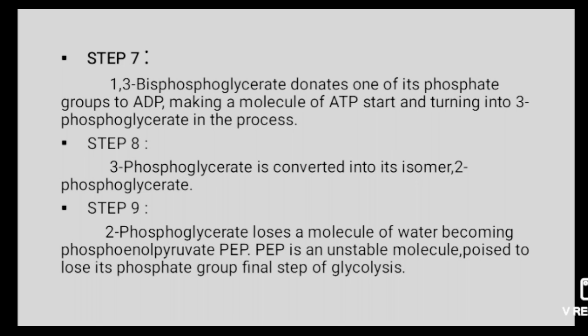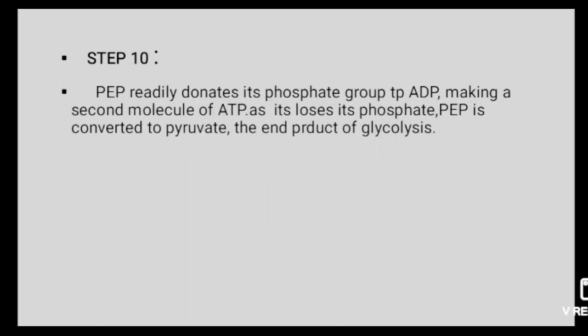In the eighth step of the reaction, 3-phosphoglycerate is converted into its isomer, 2-phosphoglycerate. In the ninth step, 2-phosphoglycerate loses a molecule of water, becoming phosphoenolpyruvate, that is PEP. PEP is an unstable molecule which is immediately converted in the final step of glycolysis, the tenth step. PEP readily donates its phosphate group to ADP, making a second molecule of ATP as it loses its phosphate group, and is converted into pyruvate.